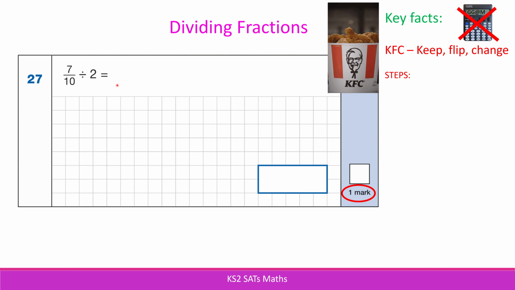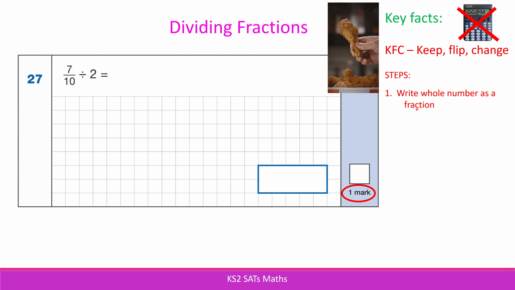So this question here, we're looking at dividing by a whole number. If you're dividing by a whole number, you need to write this whole number as a fraction before you start. Now remember, to convert any number to a fraction, if you divide it by 1, the number will stay the same. So for example, 5 divided by 1 is 5, so 5 over 1 is the same as 5. So write this number here as a fraction, and then you can go on to use KFC.